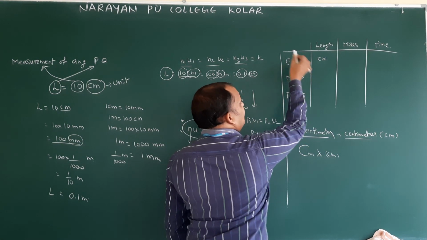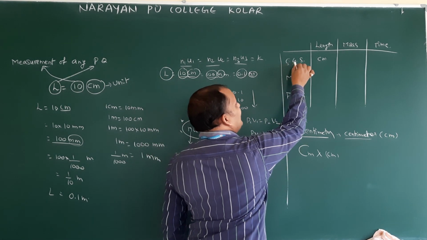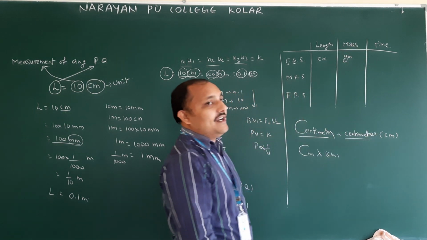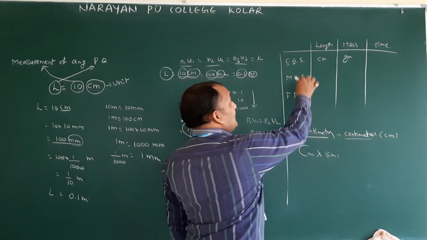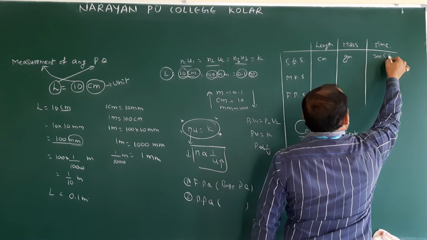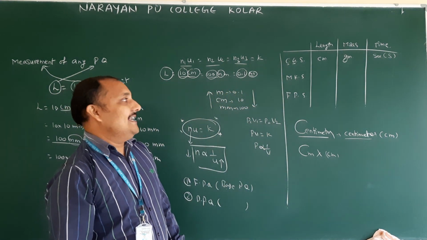So mass means what G refers to here. In CGS, centimeter, G refers to gram. Fully written it is gram; the lazy unit is gm, very simple. This S refers to time. Time means second. If you are not able to write it, the lazy unit is simply s.